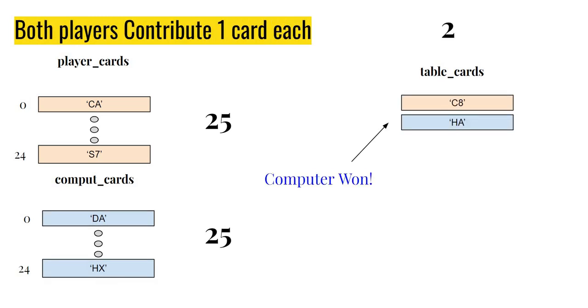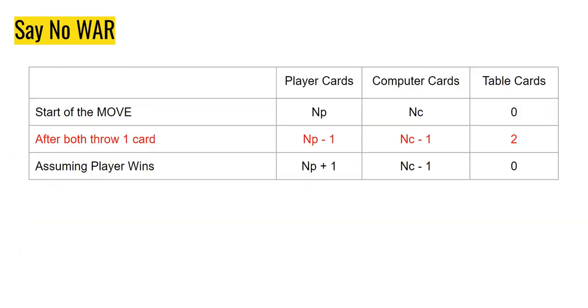Now, this state in between is something that we are not reporting yet. If I were to summarize this, let's say my player had NP cards to start, at the beginning of a move, computer had NC cards. Now keep in mind that in the beginning of a move, no matter what happens, the table cards will always be zero. Now once both throw a card each, it becomes NP minus one, NC minus one, table cards becomes two.